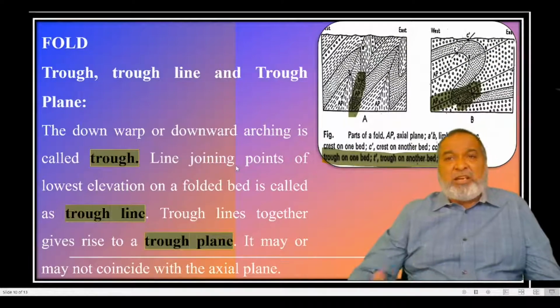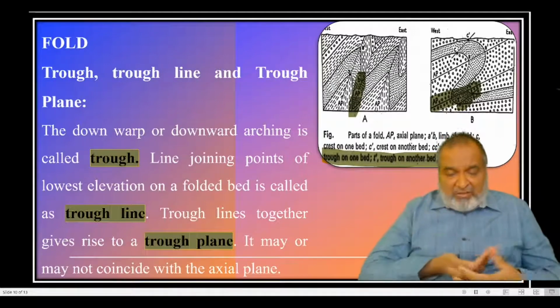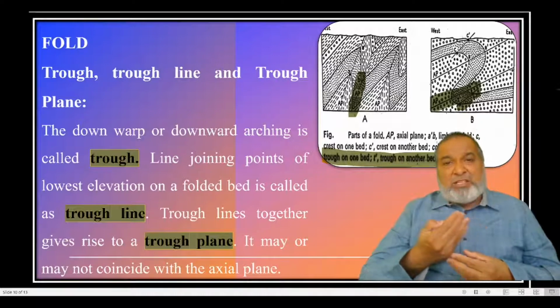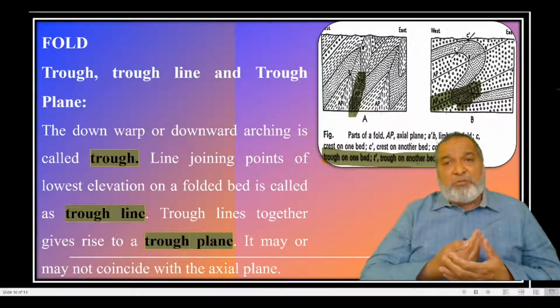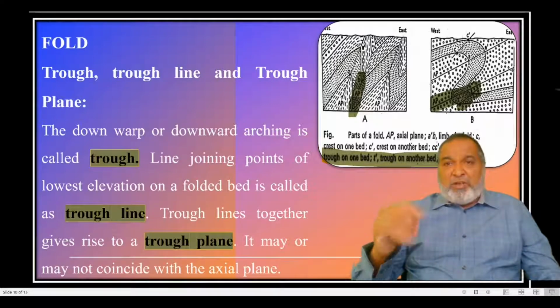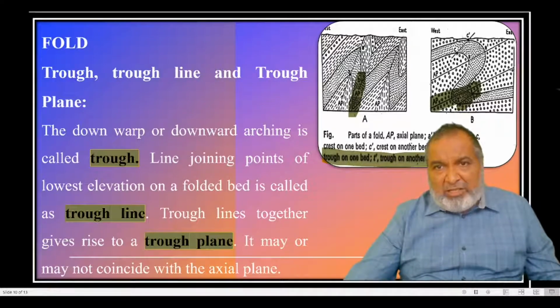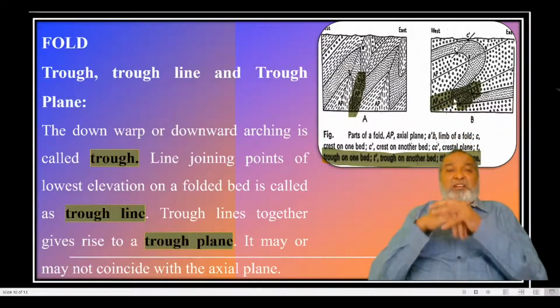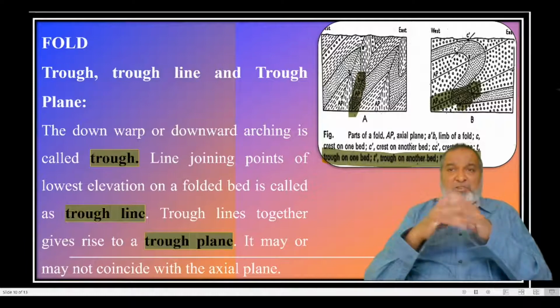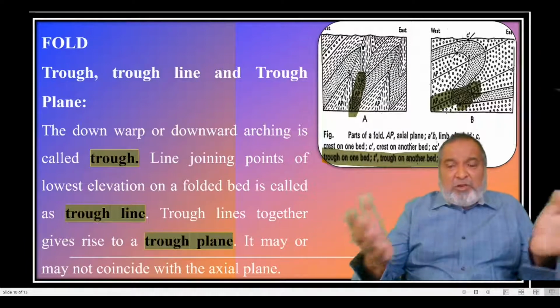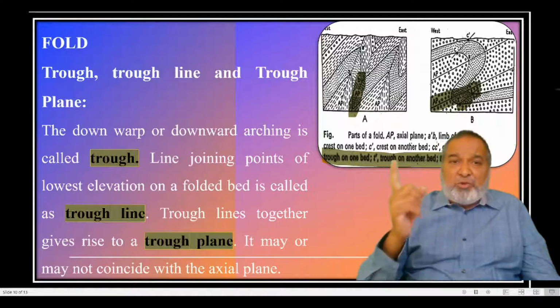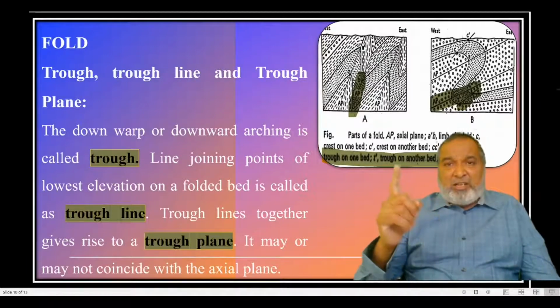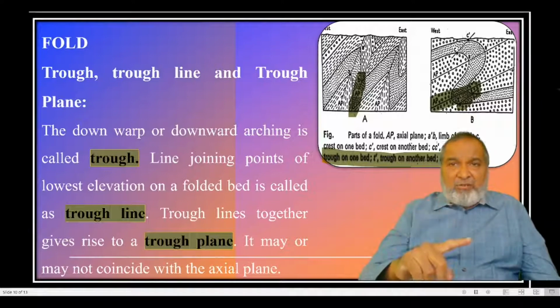Next one, exactly the opposite, the trough line. Now what is a trough? The depressed part. In this, there is a downward arching, and the lowest points where it joins. Here we have the upward arching in this case. At this particular point, if you join these two downward arching points, then it is the trough line. And the imaginary plane which divides this, again coinciding with your axial plane, is the trough plane. So here we have the crest, crestal line, crestal plane, trough line, trough plane.